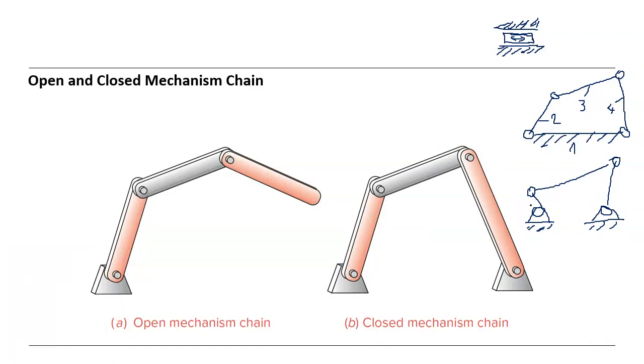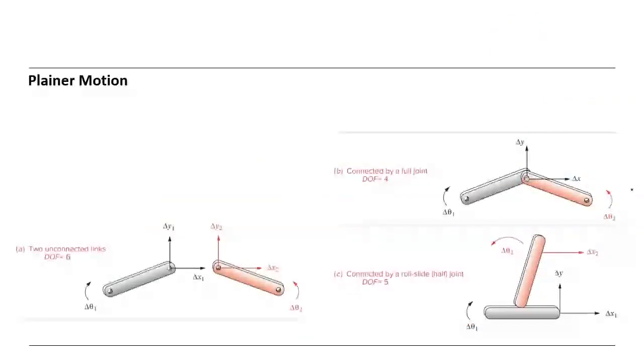And one of them is the driver, like this. And this is the follower, and this is the coupler, this one. This is the coupler. This part and this part are links, these 2 links. Okay? So, any question?